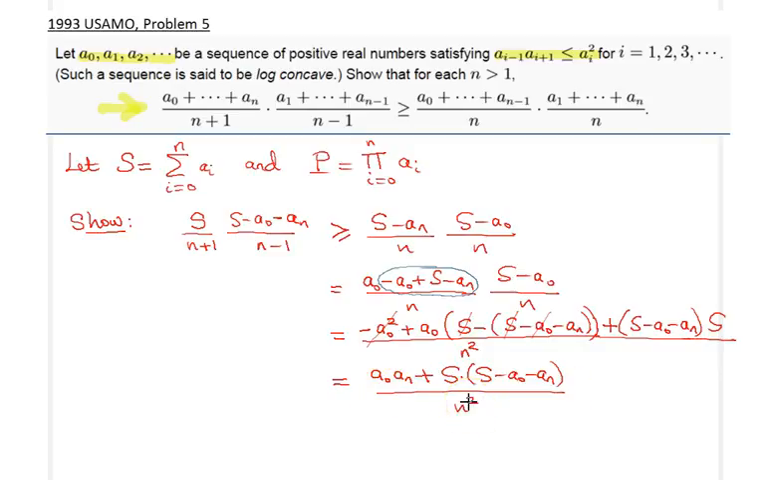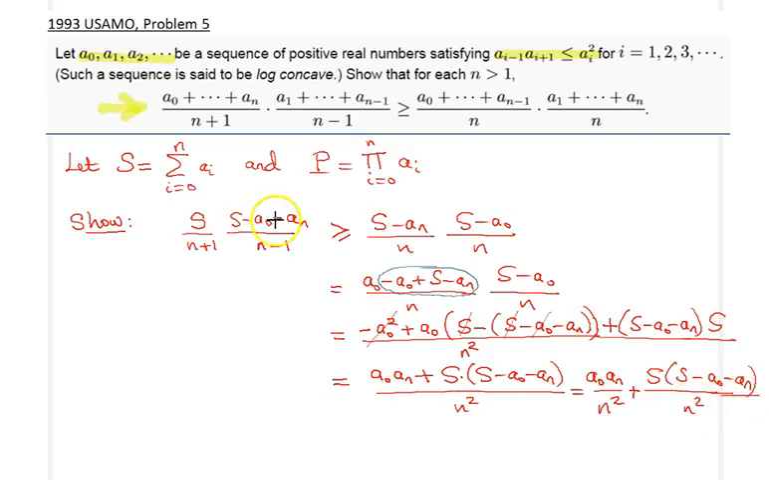What I will do next is split this into two terms, and then move the right term to the left hand side. Let me do it first. Sorry for that. I'm going to go ahead and split it as I promised. So I will put a plus sign here: A sub 0 A sub n over n squared, and then the second part, S times S minus A sub 0 minus A sub n.